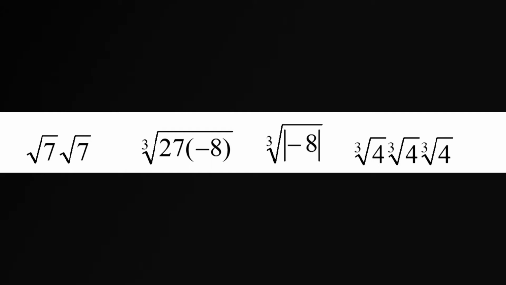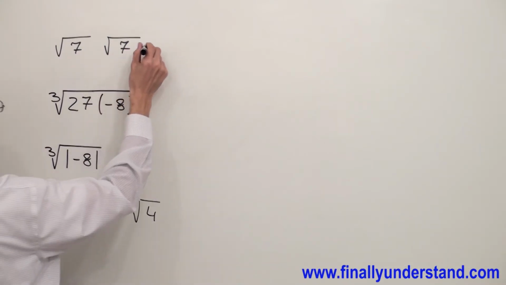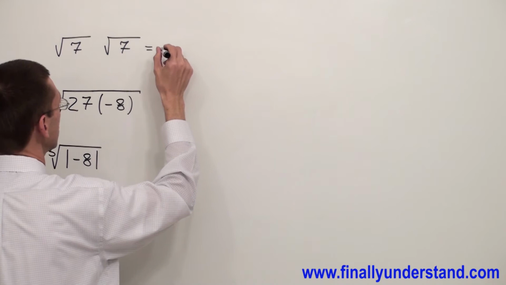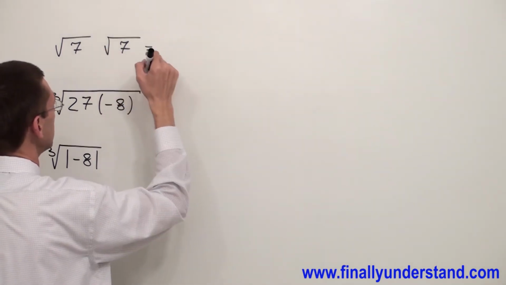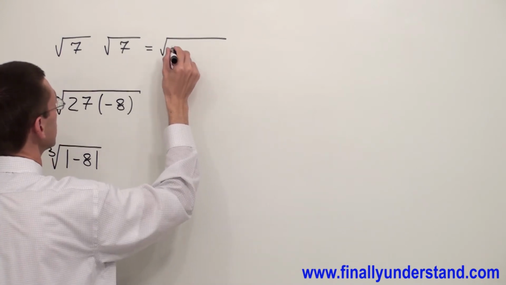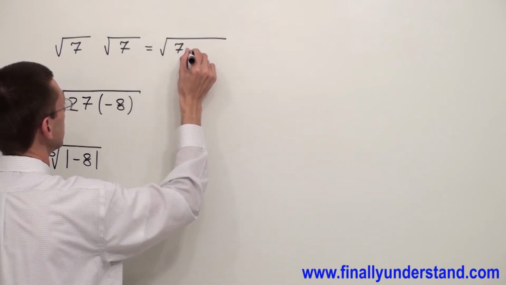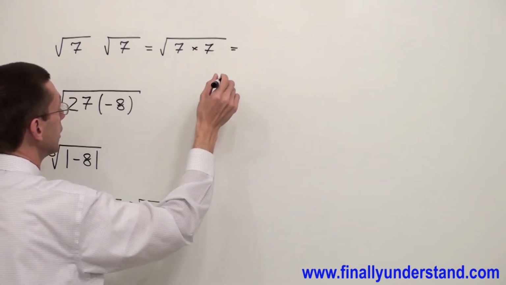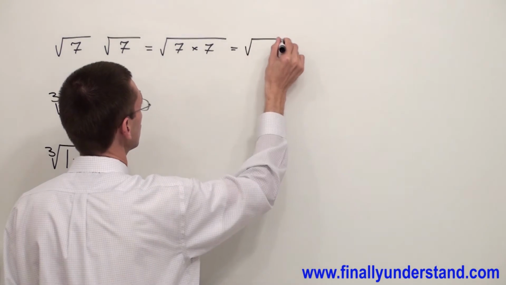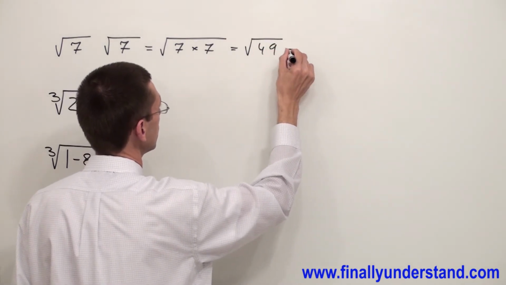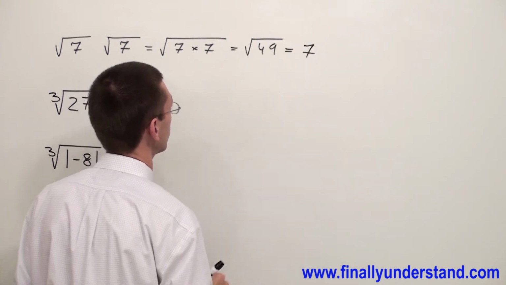Square root of 7 times square root of 7. We're going to use the property of radicals. Anytime we have the same root and multiplication, we're supposed to write one radical sign and simply multiply 7 times 7. Okay? I'm going to have square root of 49. Square root of 49 is equal to 7.